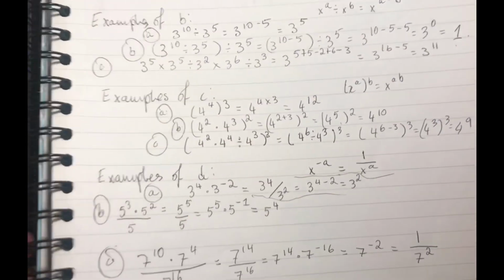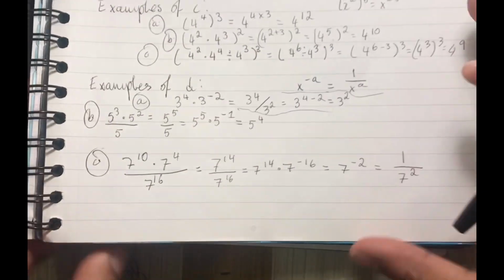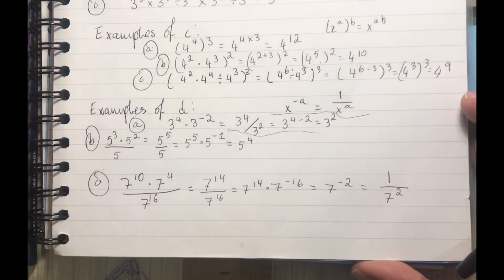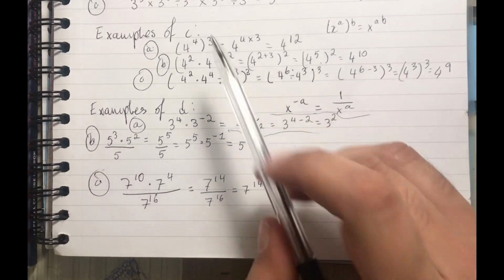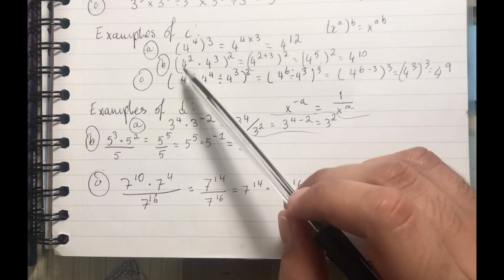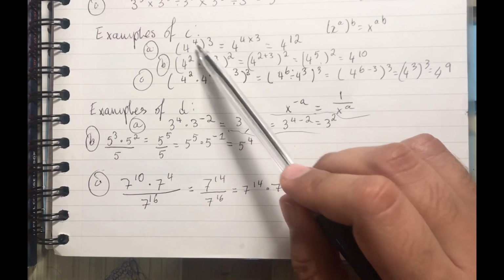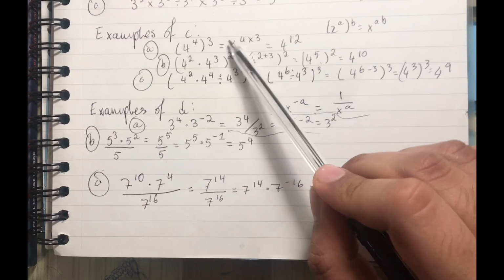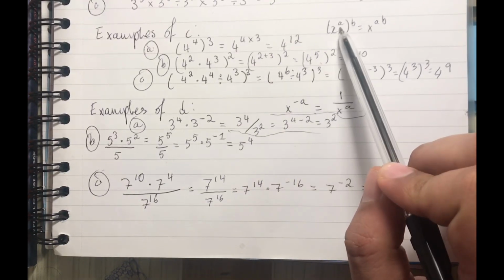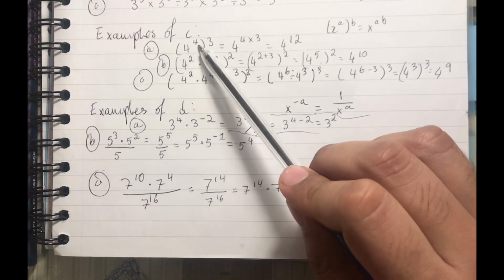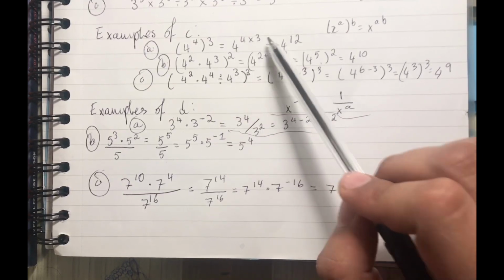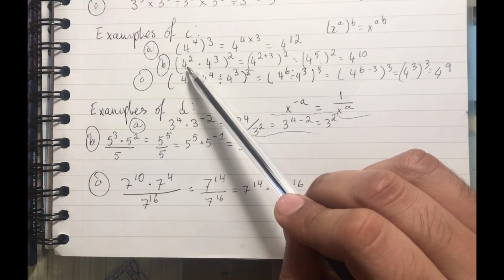Now we've got the bracket law. Again, these are names I've just given them. These might not be official names, but anyhow, it's just something to make it easier to remember. So here we've got 4 to the 4 in brackets to the power of 3. What does the law say? It says we have to multiply them together. So 4 times 3 is what we end up with. So 4 to the 4 times 3 is 4 to the 12.